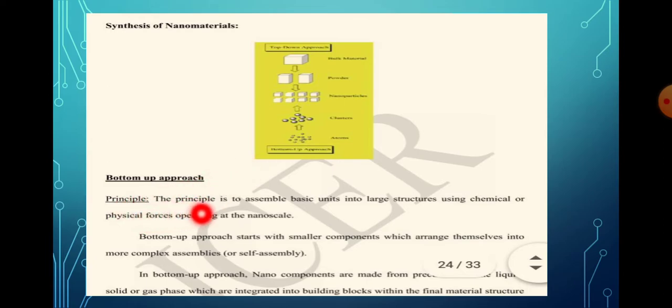The principle assumes a basic structure of the chemical or physical forces operating at the nanoscale. The bottom up approach starts from smaller components and builds to larger components, which is self assembly. In the bottom up approach, nanomaterials are made from precursors, which are the building blocks of the material structures.